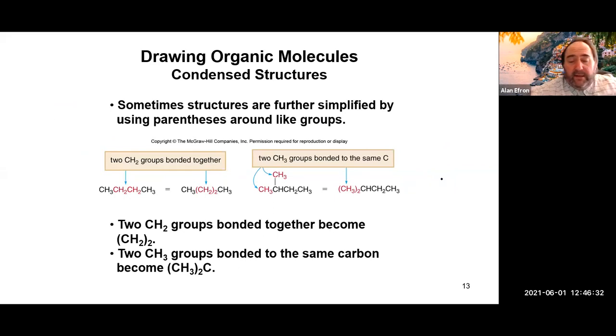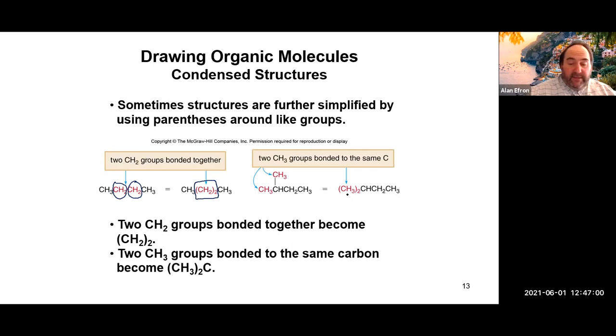Now, sometimes we do get a big run of repeatable units. So sometimes we'll use different ways to represent our organic guys. This is basically a CH2 unit followed by another CH2 unit. So a shorthand is we'll put the CH2 in parentheses, put a little 2 on the bottom, and that indicates that we have 2 of those guys in a row.